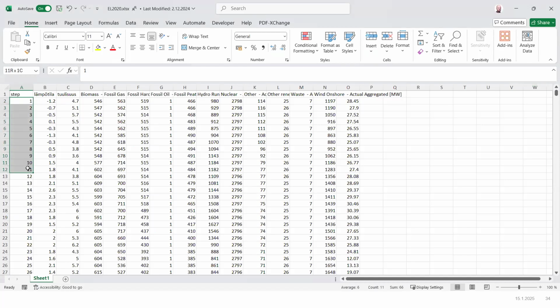I have a certain step. This is the hour in question. Lämpötila, temperature, tuulisuus, wind. I just took random places from Finland, because that kind of represents what's happening in the whole country.